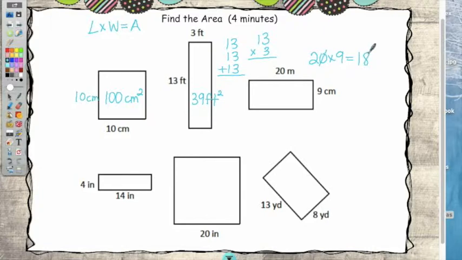Good. So 9 times 2. What do I do about that 0 though? I have to put it back on. Good. That's a review of module 1.